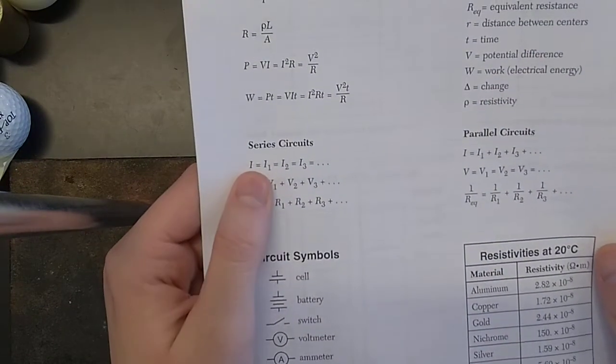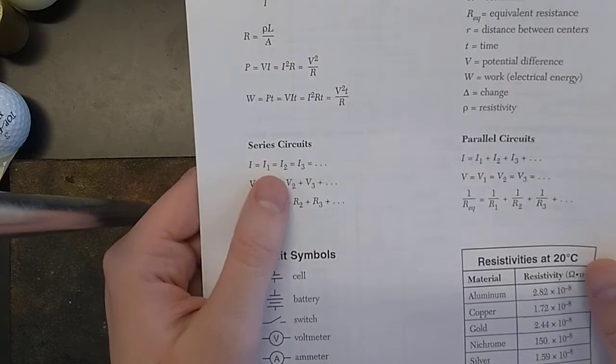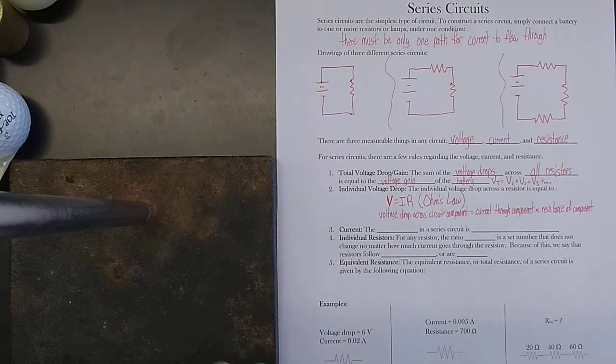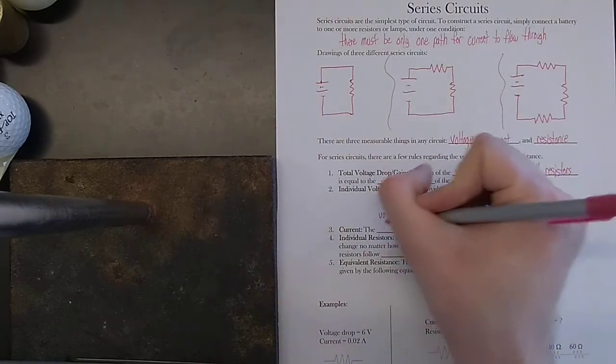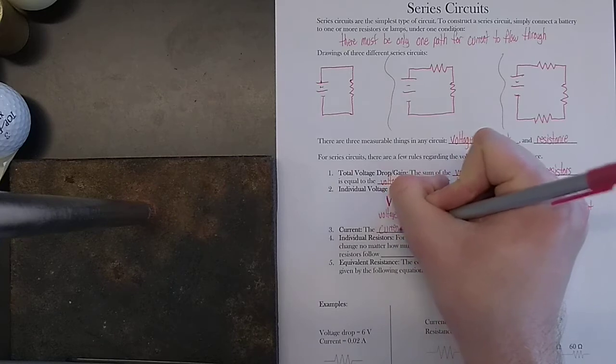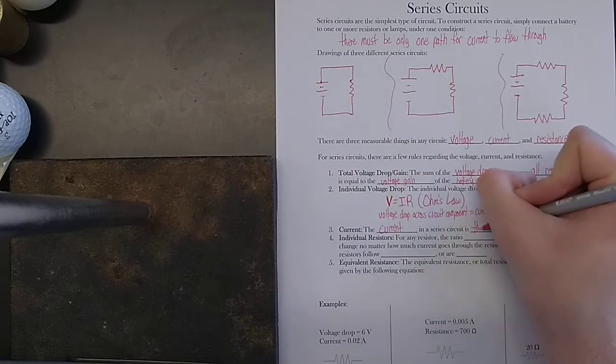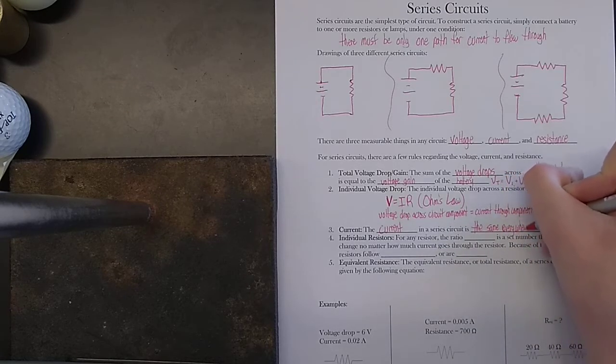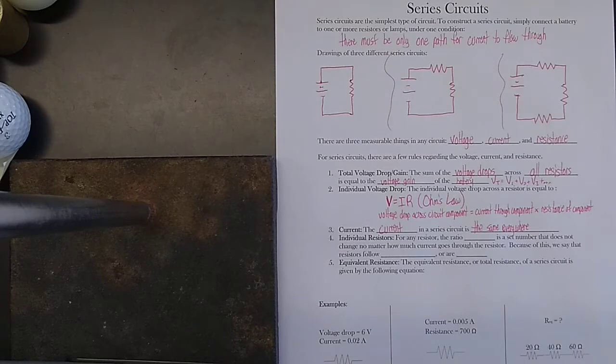Right here it says the current equals the current at resistor 1 equals the current at resistor 2 equals the current at resistor 3. The current at all points in a series circuit is the same. That doesn't mean every series circuit has the same current at all points. It just means in a given series circuit, as long as the voltage and the resistances aren't changing, the current will be the same at all points.